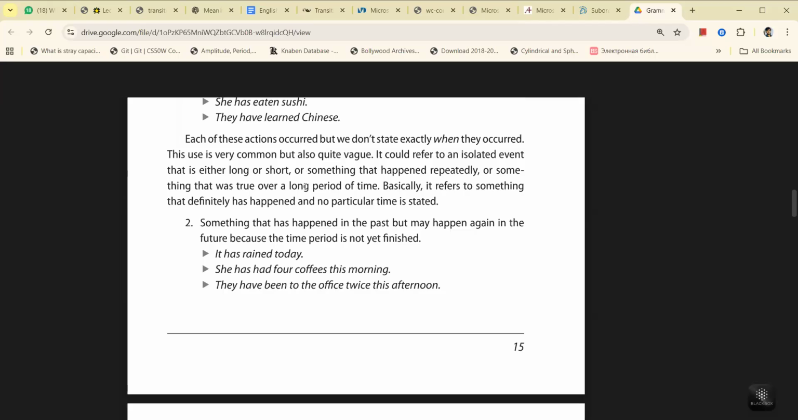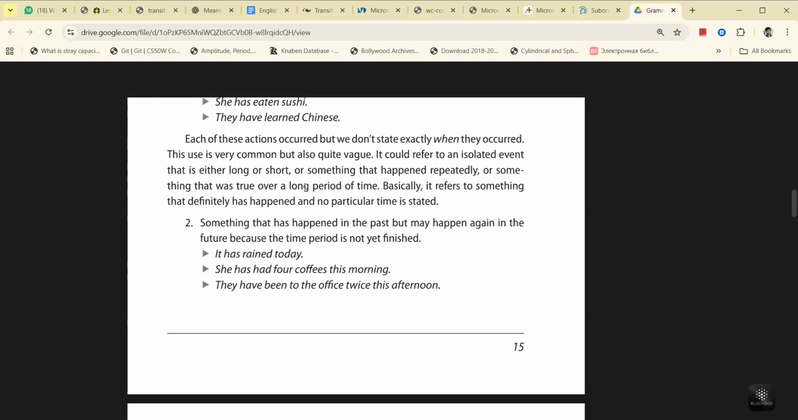It could refer to an isolated event that is either long or short, something that happened repeatedly, or something that we do over a long period of time. Basically, it refers to something that definitely has happened and no particular time is stated.